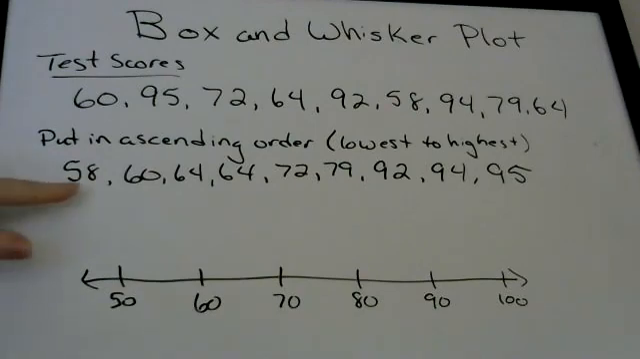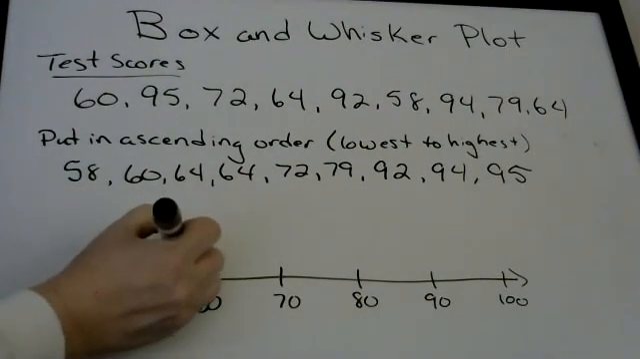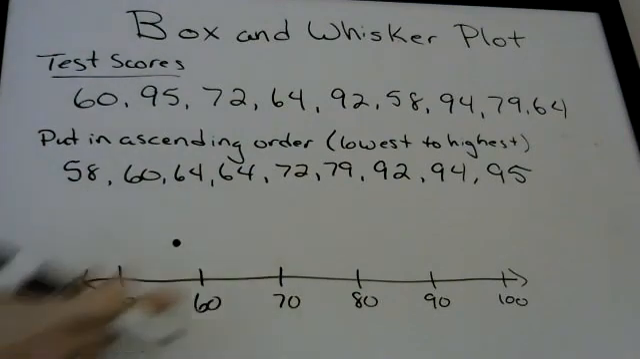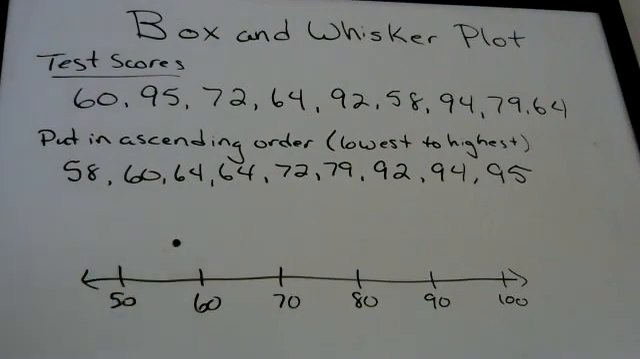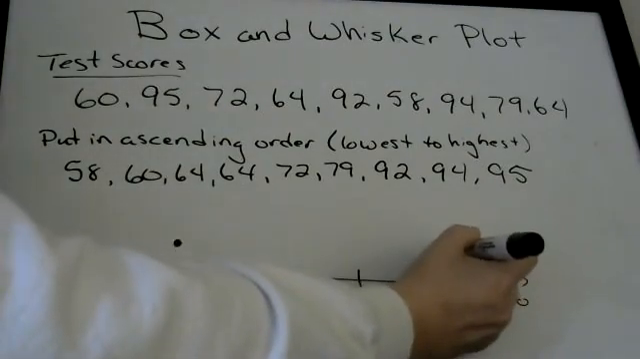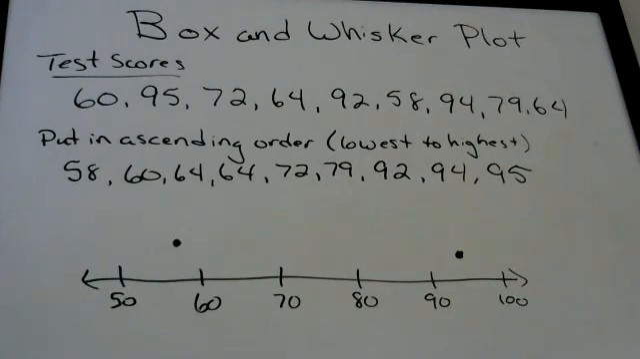So our minimum is 58. So we're going to draw the box and whisker plot for this data. So 58. Remember, for the minimum, you just want to put a dot. So here's the number line. I have it going from 50 to 100. So about here would be 58. And we know our maximum is 95. So I'm just going to draw a dot where our maximum is.